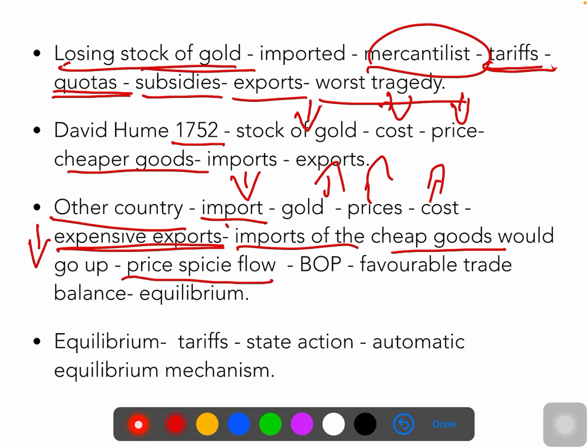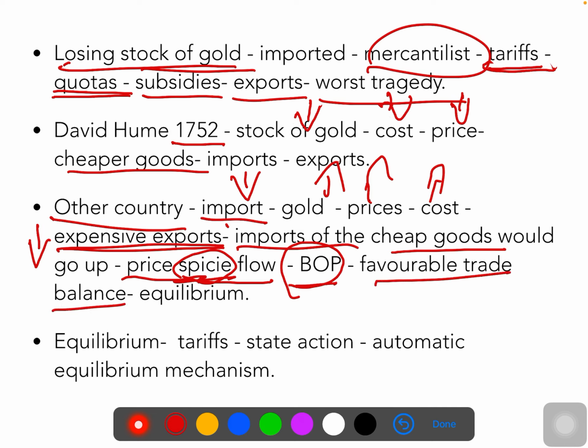What is price-specie flow? Precious metals were referred to as specie in the 18th and 19th century. Specie means the precious metal. So this price-specie flow mechanism is normally to improve the BOP. Why do we adopt this precious metal thing? Because we want to improve the BOP of the country losing gold, and worsen that of the country with the favorable trade.